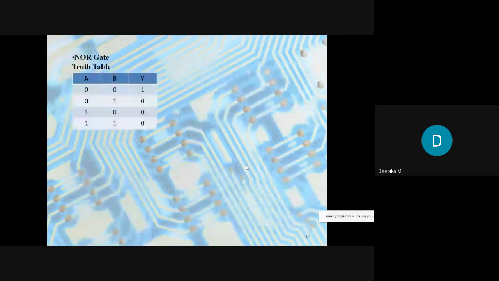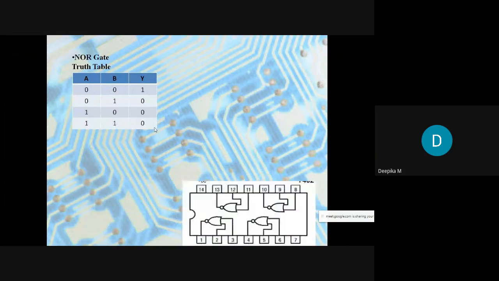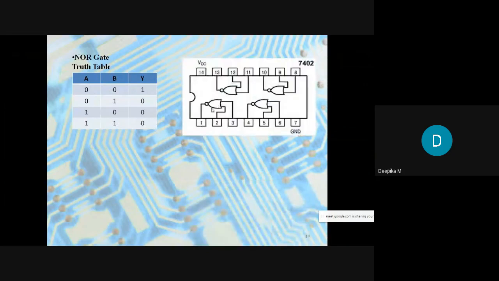And coming to the NOR gate, this is the truth table. How do I define it? If any one of the input is high, then the output is going to be 0. That is nothing but the NOR gate. You can see this is a different configuration. Therefore, when you are doing this experiment, you have to be very careful which is the input and which is the output. Now 2, 3 is the input and 1 is the output, and this is the circuit symbol. Here 4 is the output, and 5, 6 is the input. The IC number is 7402.